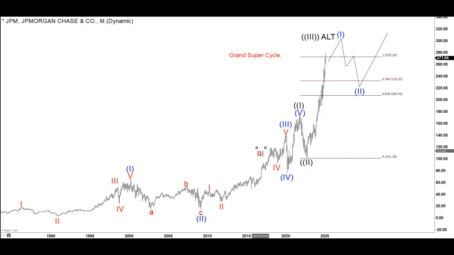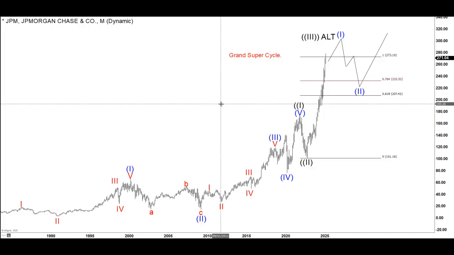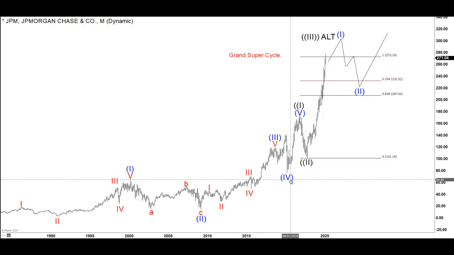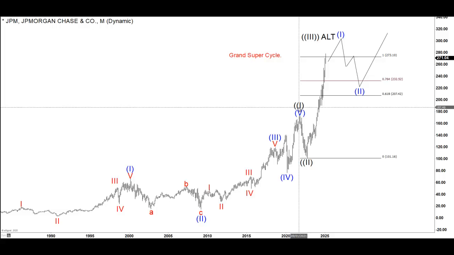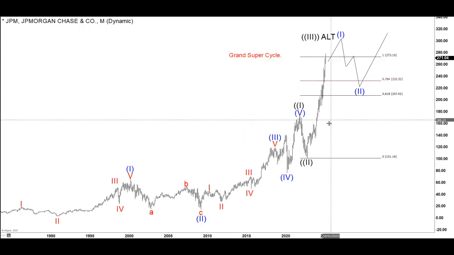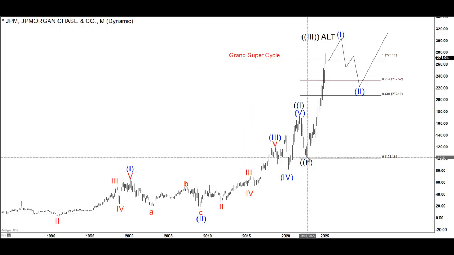I can play around a little bit if there is no overlap here, which there is not. I can do this and make wave 4 right there a flat. It doesn't matter. It's 1, 2, 3, 4 as a flat, and a 5. JP Morgan Chase did wave 2 and then it started a new cycle in October of 2022.